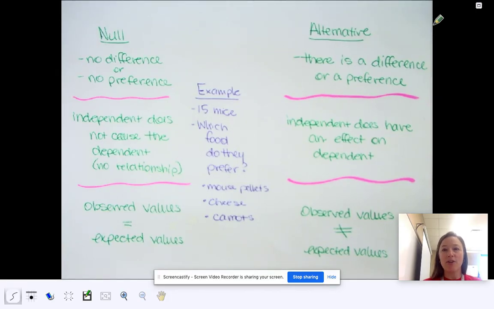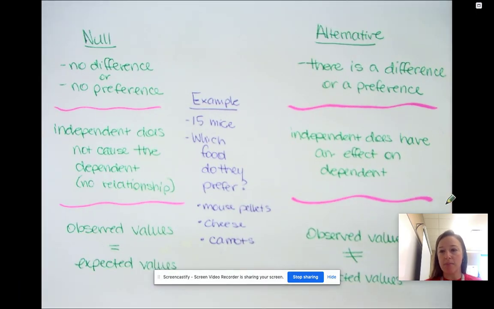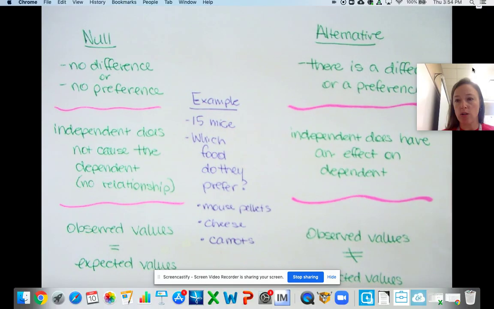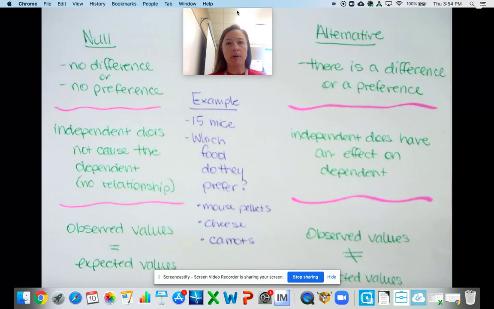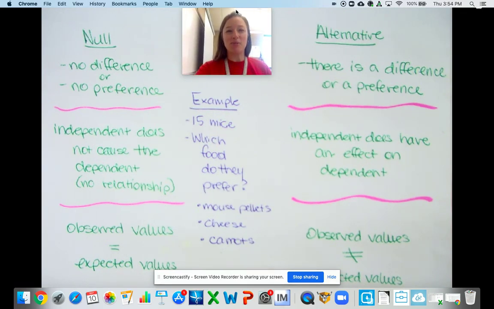All right, another question that I had, some people who were a little unsure, was the difference between the null and the alternative hypotheses. The null hypothesis is one that seems crazy that we waste our time writing it because we're hoping to reject it. But it is there for a reason.